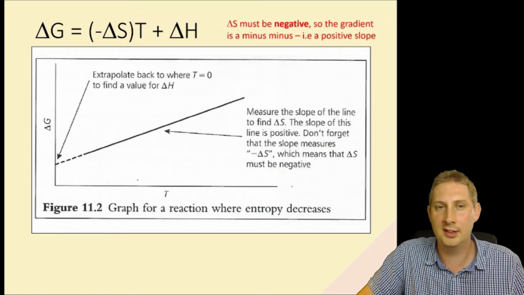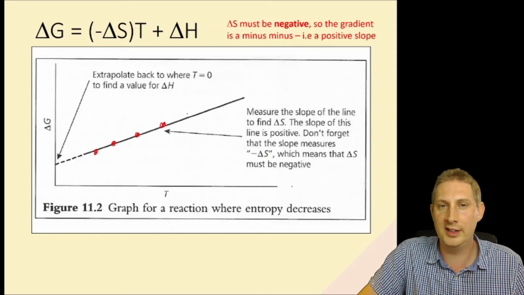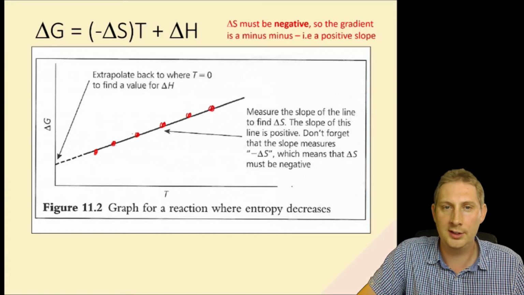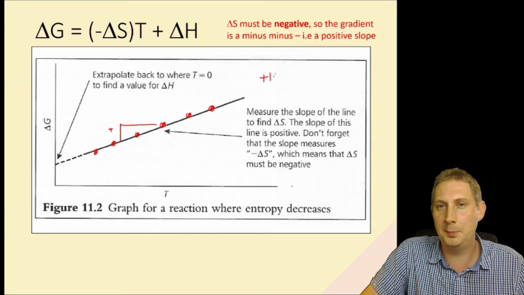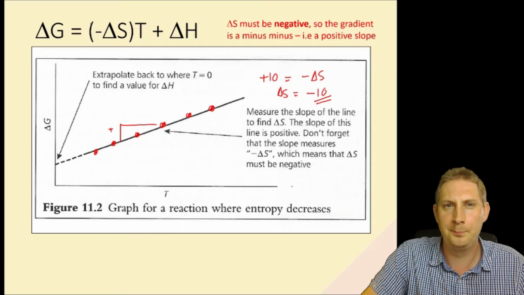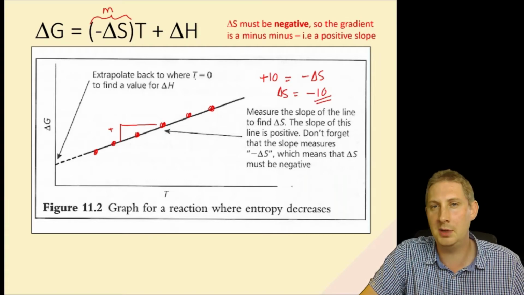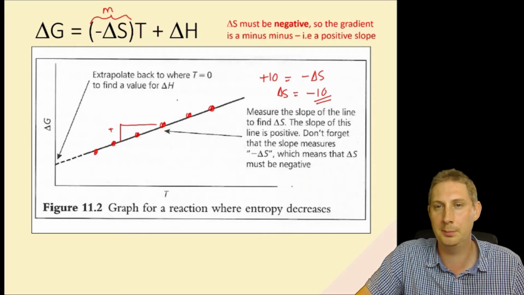In contrast, if you plot your points and the gradient is increasing, so that we've got a positive slope, now that means that, for example, plus 10 is minus delta S, so delta S is minus 10, okay? And it's because of this minus here, because M, the gradient, is minus delta S. So delta S must be negative, so the gradient is a minus minus, i.e. a positive slope.